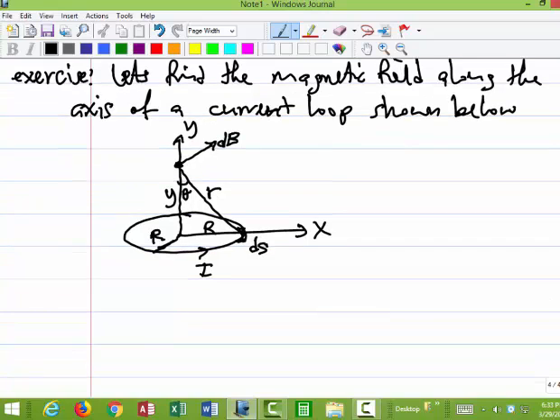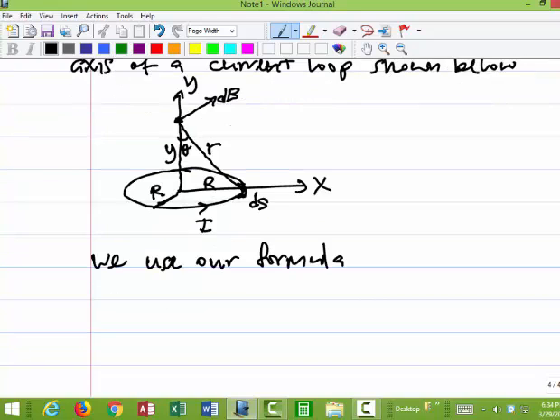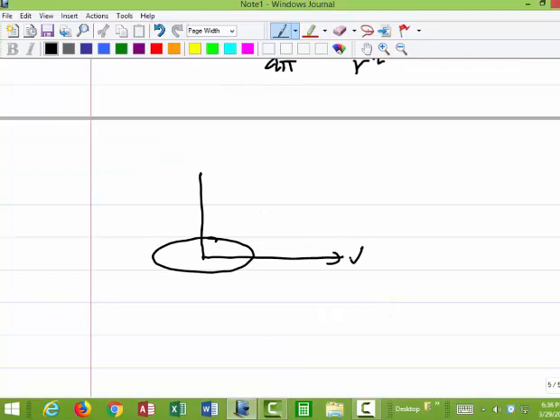So we use our formula again. We'll say this is dB, and this is equal to mu naught I over 4 pi ds cross r hat over r squared again. Let me just write it this way generically, and then I'll put it in the form for us. So this is our basic formula, and so that's dB. So at this point here, the field is this way. This is dB.